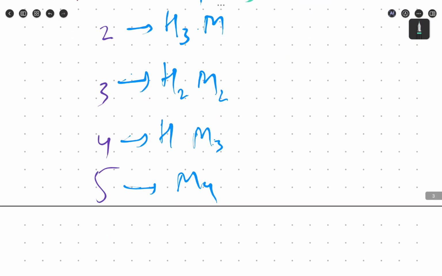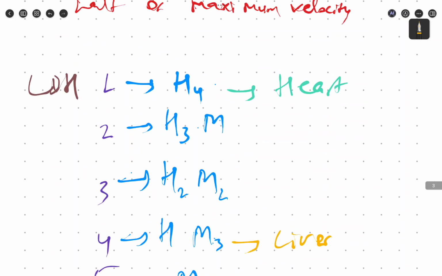Then after, M4 is for muscle, so completely M, so muscle. Now M3 is found in liver. All right, so these are the things which you need to know.